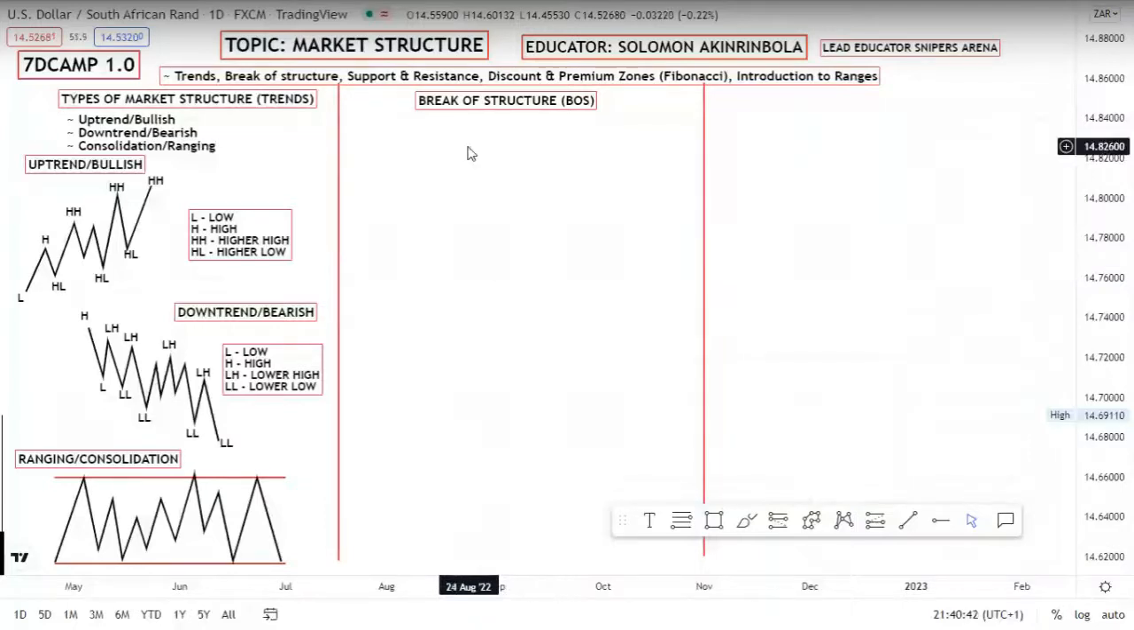Now, guys, keep it simple. Change of character is just another name for break of structure. Simple. Don't complicate it. It can be simple if you choose to say it simple. Why you're facing an issue is because you are looking for a holy grail from different traders. CHOCH is also break of structure.